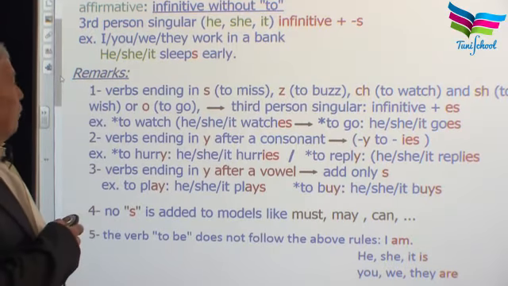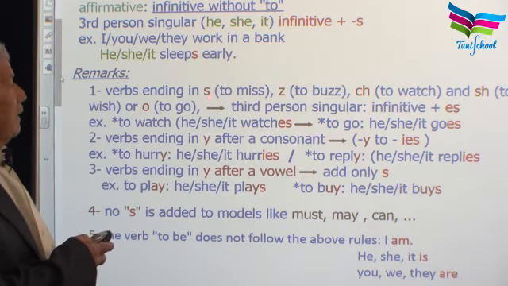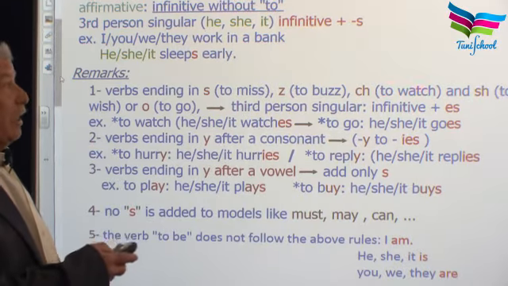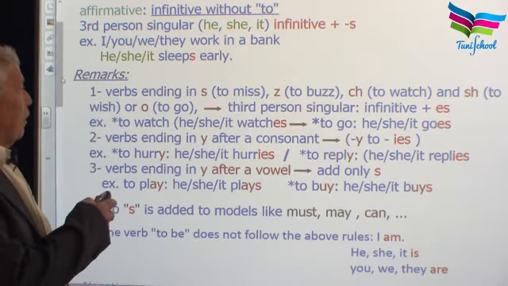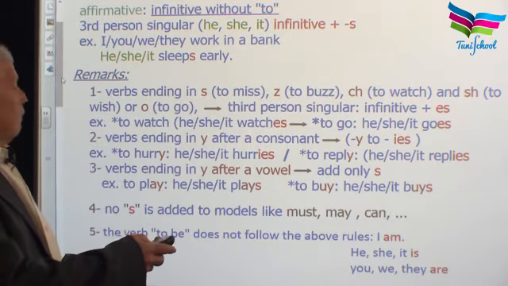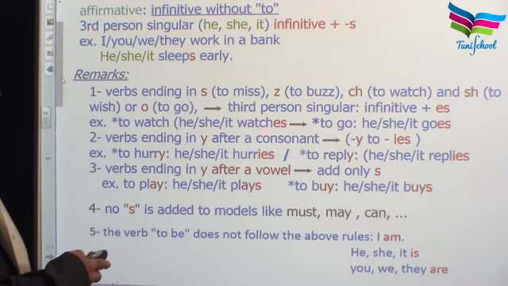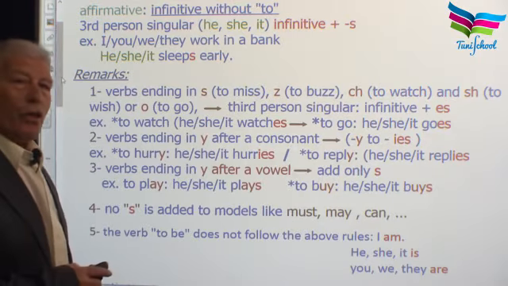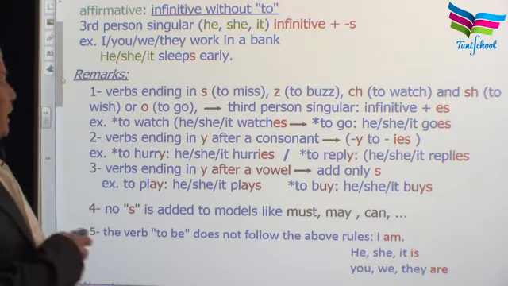If you have a verb ending in the sounds S, Z, CH, which is pronounced ch, SH, which is sh, or O, the S added here becomes ES. Example, to watch: he, she, it watches. We have the CH, watches. To go: he, she, it goes. Remember, only for the third person singular, he, she, or it.